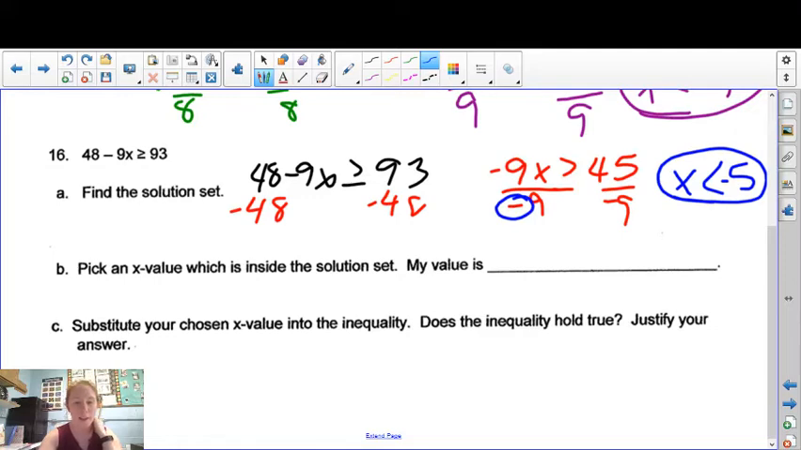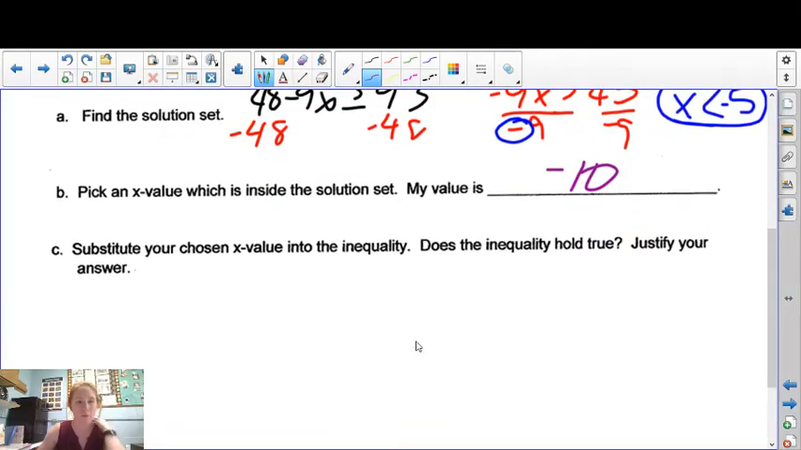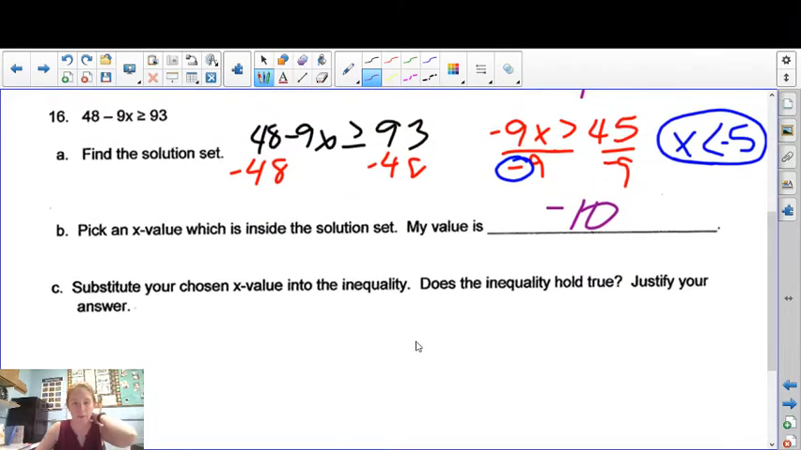Part B says pick an x value which is inside my solution set. So what's something that's less than -5? What about -10? That works. And then part C says to substitute your chosen value into the inequality.